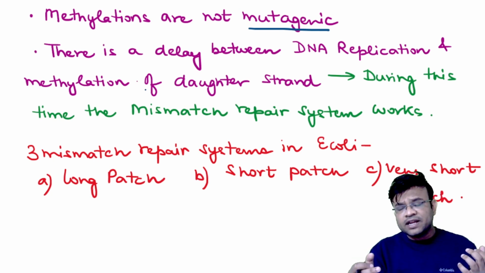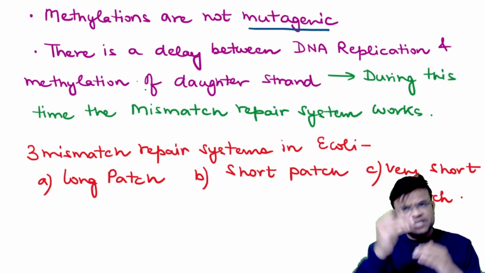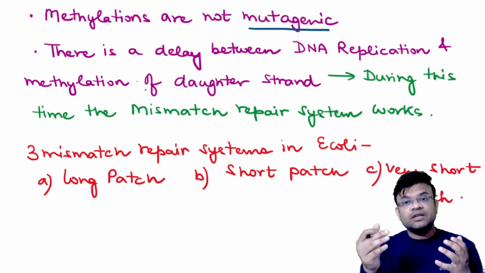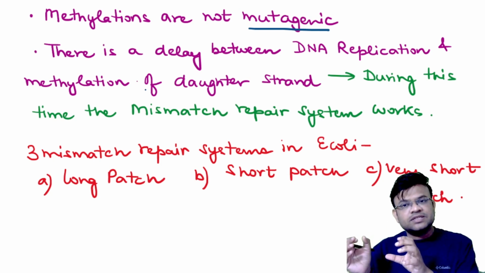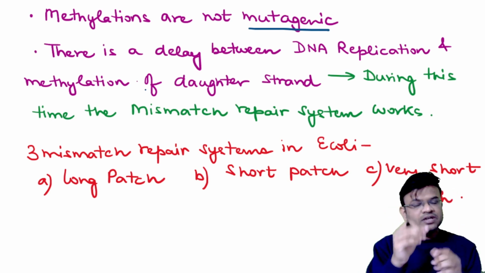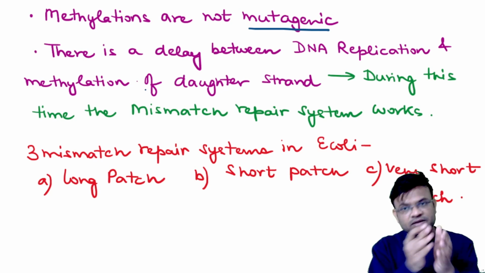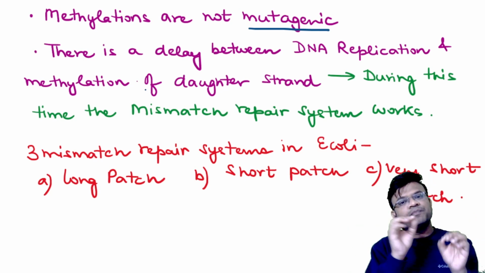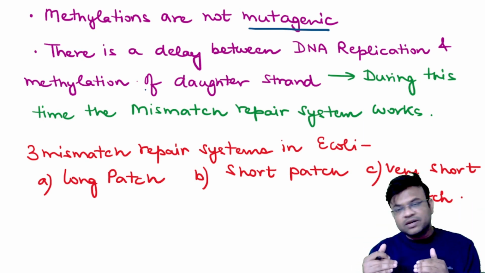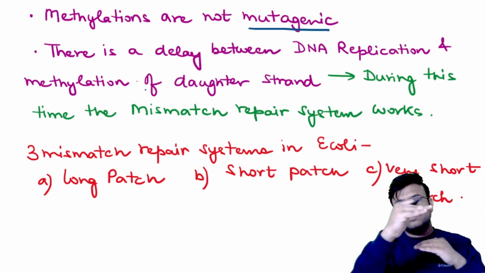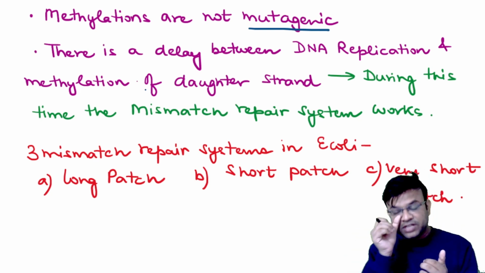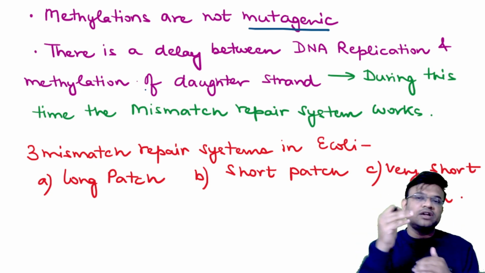That is why I am again and again saying that there is an extremely small window in which the mismatch repair system has to identify the mismatch, identify the incorrect sequence, and start working on it and correct it. Because after that particular time period, the parent strand and the daughter strand would be resembling each other with respect to methylation. Both would undergo methylation.